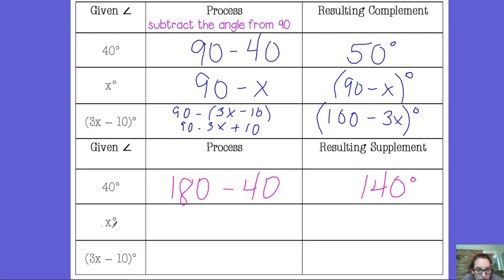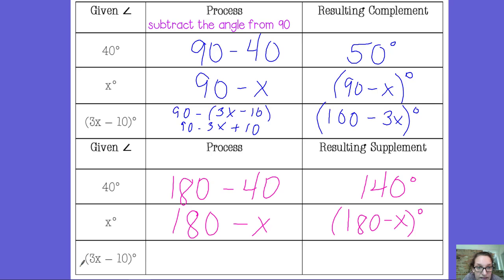Same thing. If we're looking for an angle and we just know that it's x, we're going to subtract it from 180. So the supplement would be 180 minus x. Those are not like terms. I cannot combine them. So the resulting supplement is 180 minus x degrees.